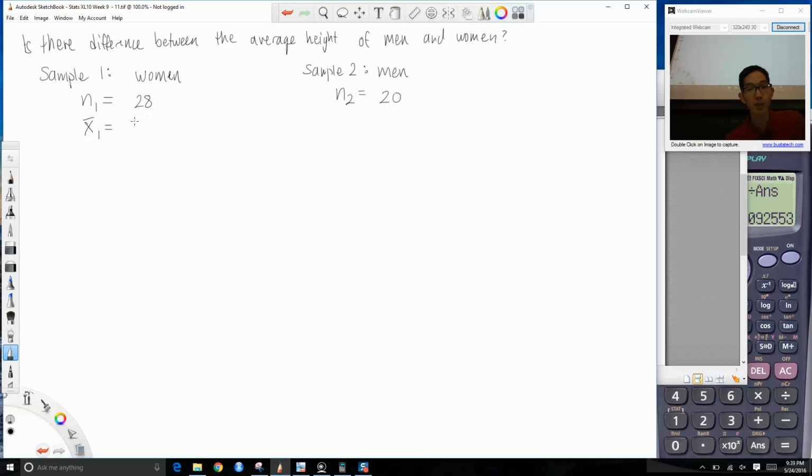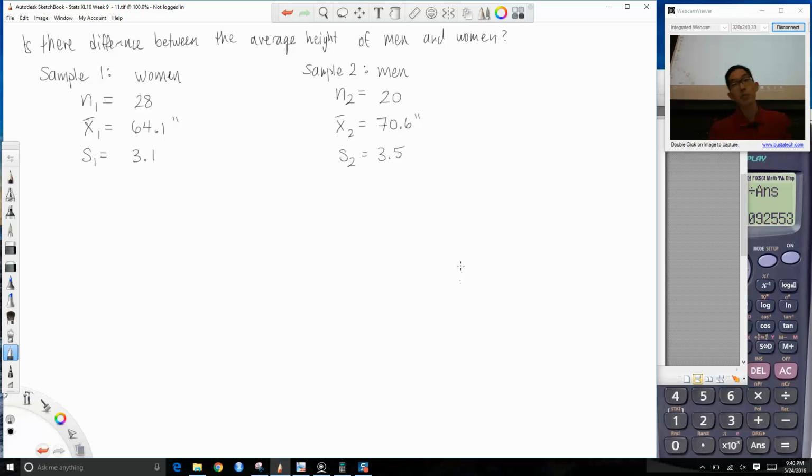5'4". So we'll say 64.1 inches. And what was the average height of these 20 men that we looked at? 5'11". So we'll say 70.6 inches. And then the standard deviation we'll say was 3.1, and the standard deviation over here we'll say is 3.5.